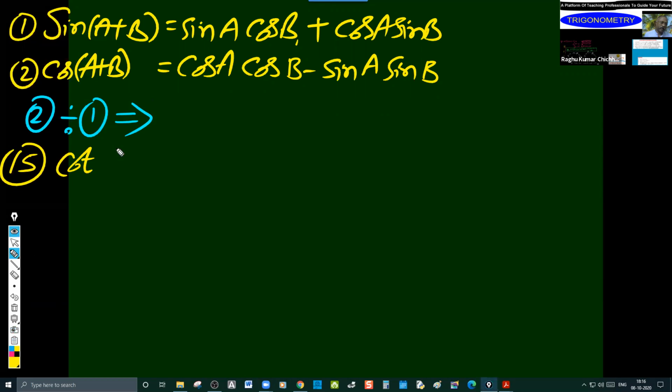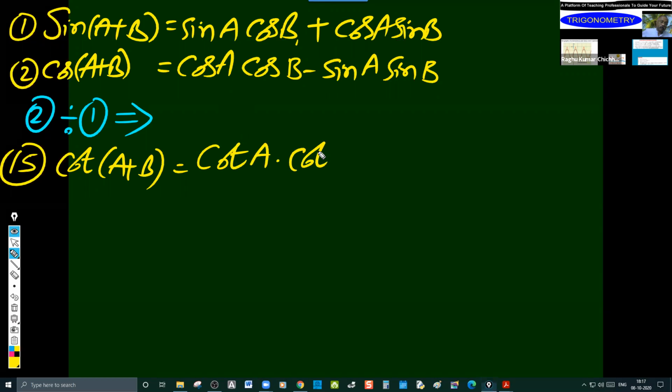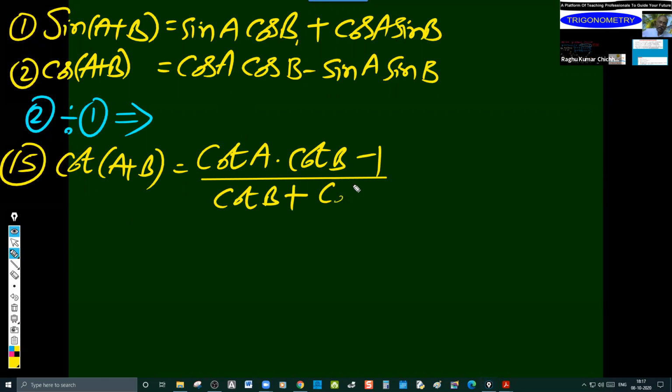Cot of a plus b is equal to, if you divide these two, cos a cos b minus sin a sin b divided by sin a cos b plus cos a sin b, then you will get it as cot a cot b minus 1 whole divided by cot b plus cot a. Instead of saying cot a plus cot b, why I said cot b plus cot a, you will understand in the next formula.